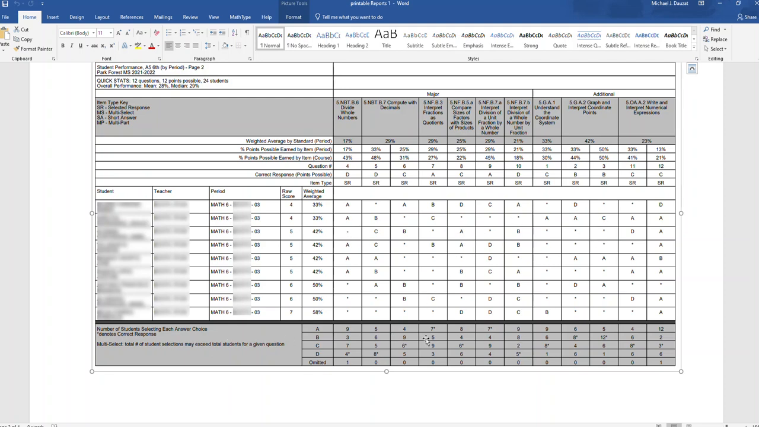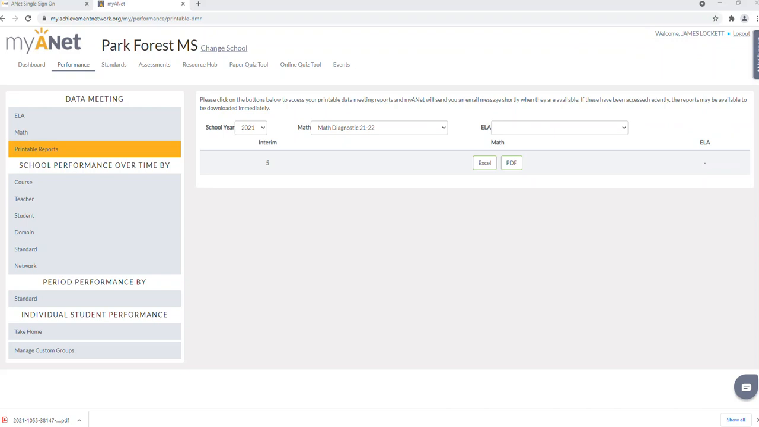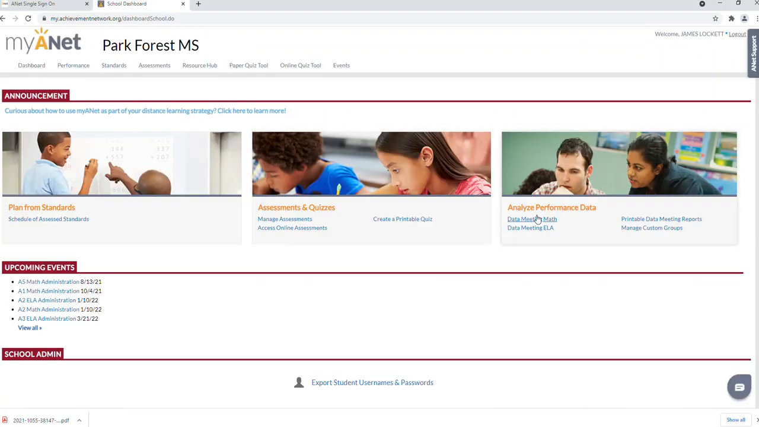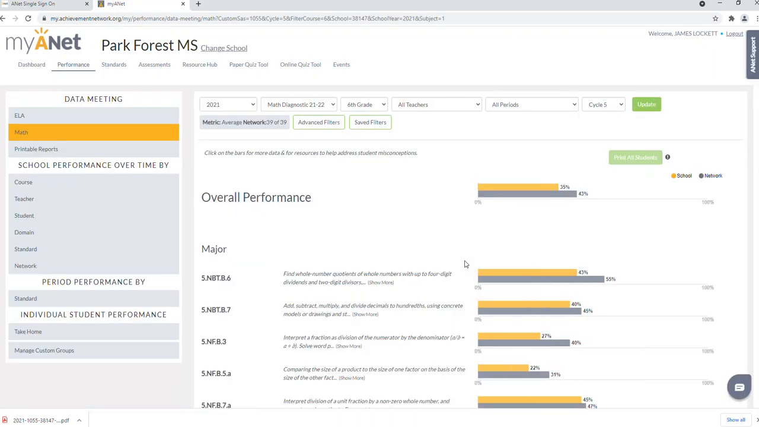And then you have all this information down here. And so those are the 2 reports. I'm going to go back to dashboard, and then I'm going to go back to math data meeting. Those are the 2 reports that you could get that can help you to start analyzing the math diagnostic data.